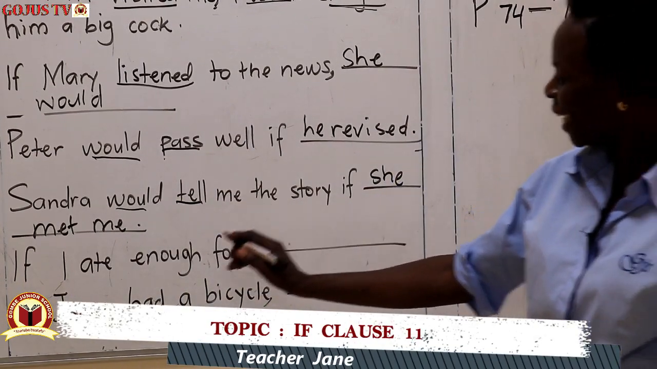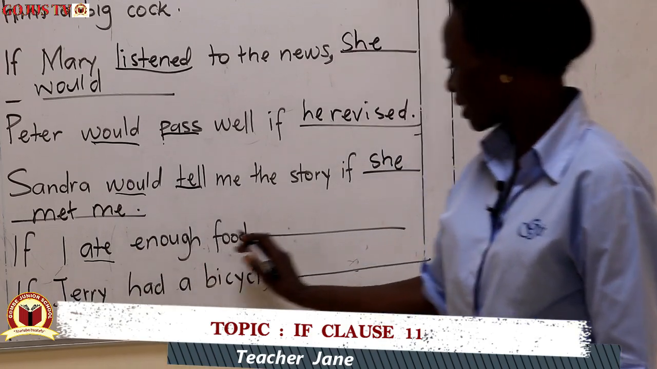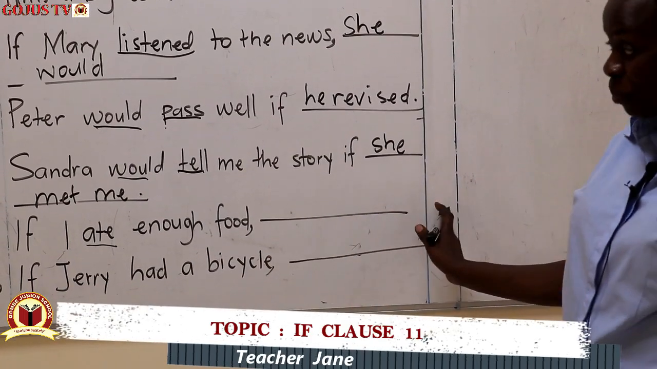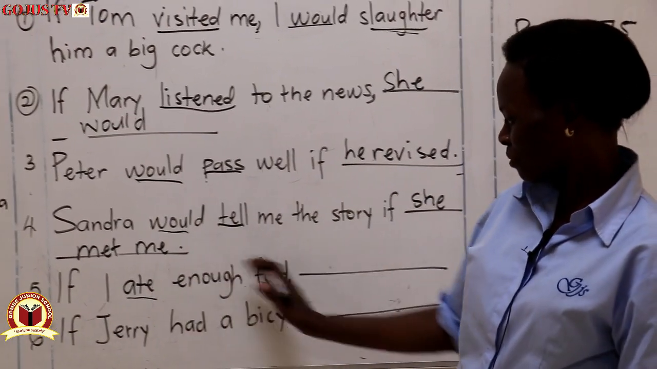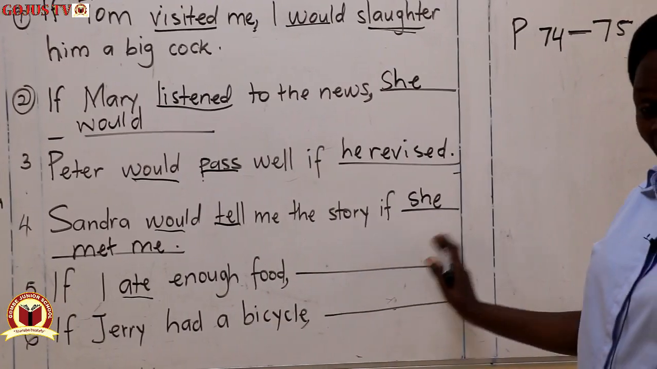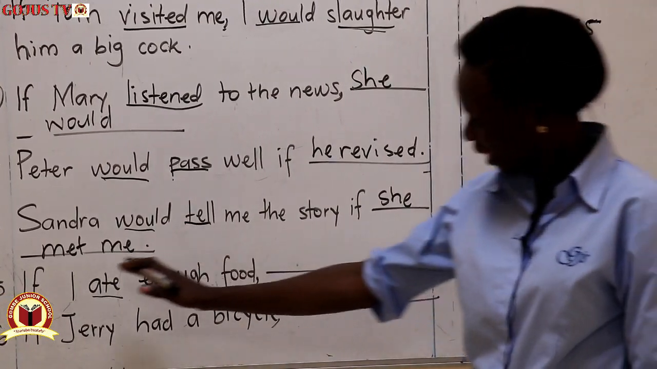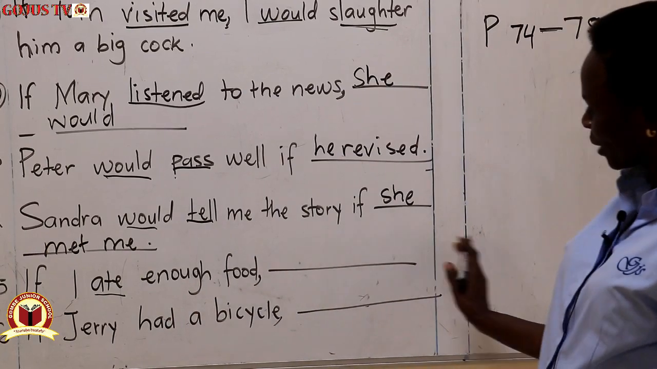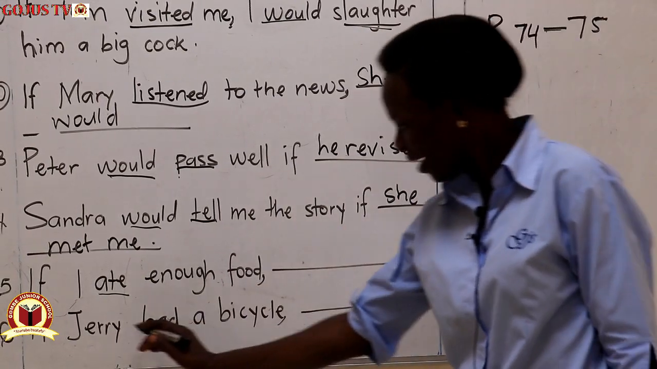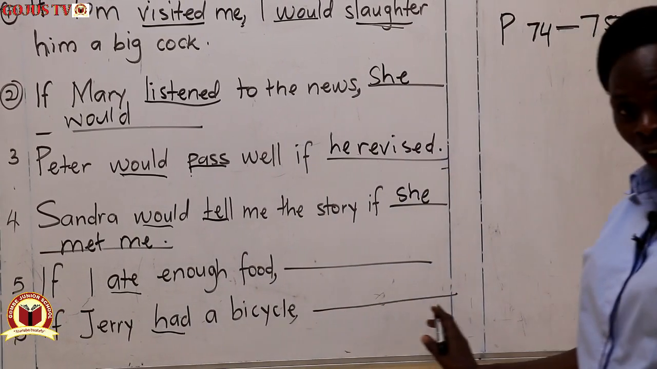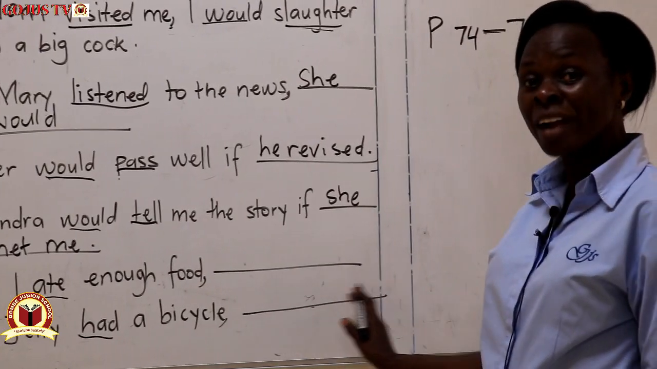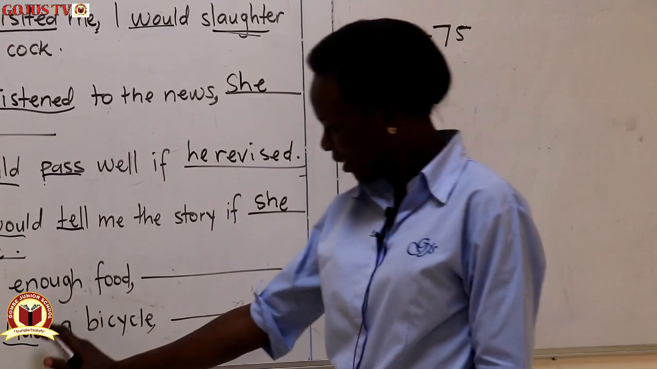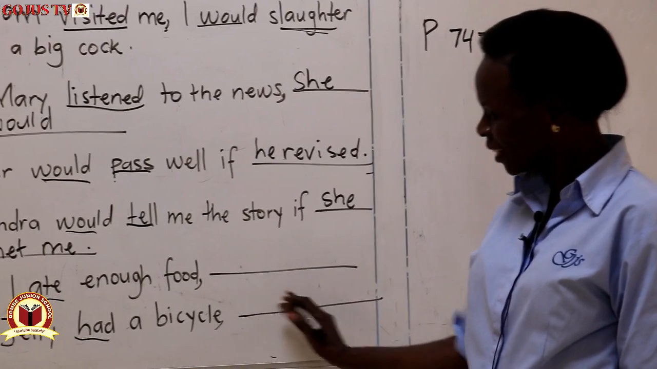Number 5, if I ate enough food, can complete. If I ate enough food, I would not feel hungry. If Jerry had a bicycle, could say he would ride it every day. If Jerry had a bicycle, he would ride it every day.